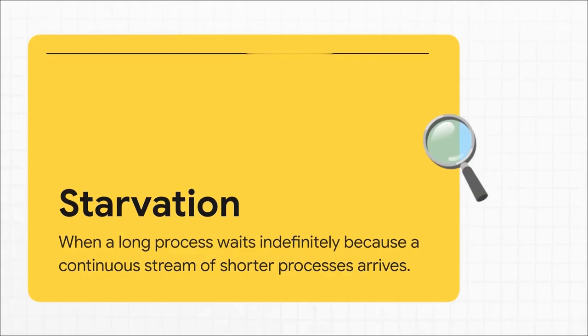The first big disadvantage is a problem called starvation. Imagine you have a big, important, long-running process waiting in line. But what if a never-ending stream of tiny little jobs keeps showing up? Every time our big process thinks it's its turn, another tiny job cuts in front of it, and another, and another. It's possible that our big process could wait indefinitely. It might never get to run. It's literally starved of CPU time, and that's a really, really bad thing in an operating system.